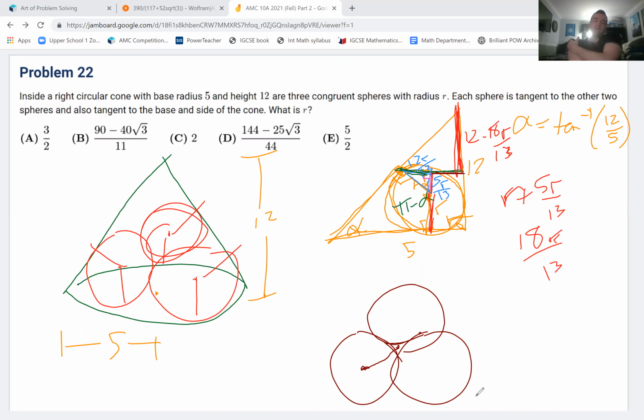Now, you might think, how can I find that? Well, remember, if I draw from each of the three centers, here to here, here to here, each of these is R. So this is an equilateral triangle, and really what I'm trying to find is the distance from a vertex to the center of the equilateral triangle.